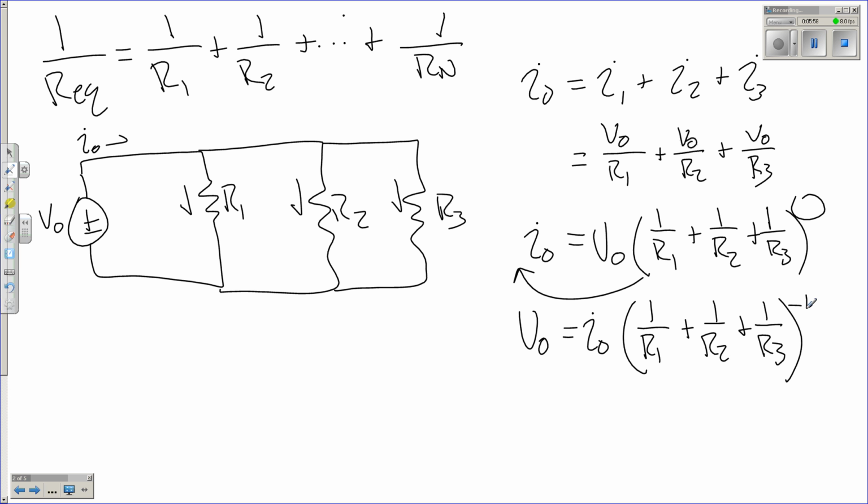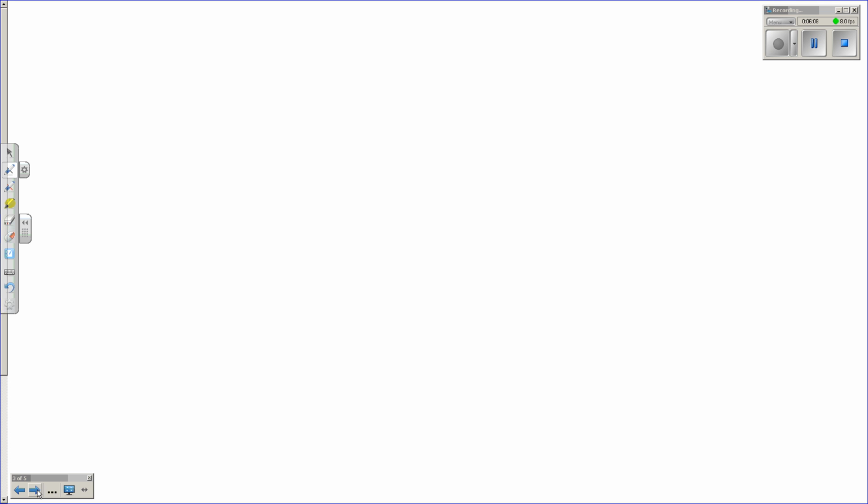All right, so a little more complicated, but there's also a shortcut we can use. So let me start a new slide here and set up our circuit, and I'll show you this shortcut.